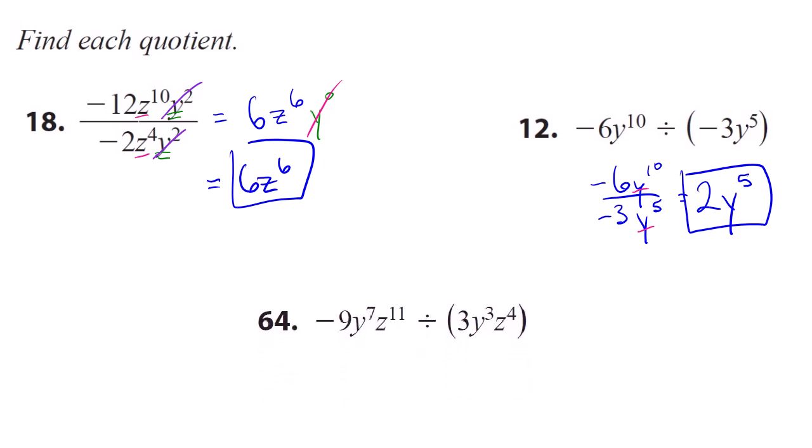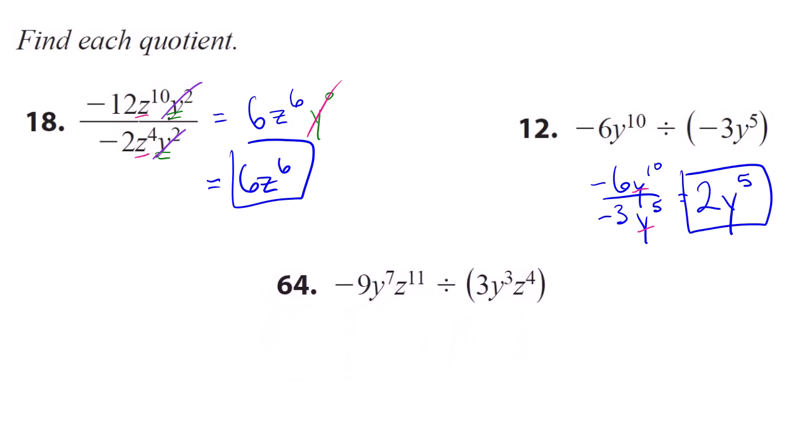All right. And then number 64, we can do the same thing. Now you could also, once again, just take it, and instead of stacking it, you could do negative 9 divided by 3, and you get negative 3, right? Then you can do y to the 7th divided by y to the 3rd, and you could subtract the exponents. 7 minus 3 is 4, right? And then you could do the z's. Z to the 11th divided by z to the 4th. So we subtract 11 minus 4, and we get 7, right?